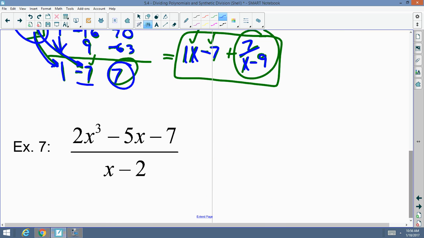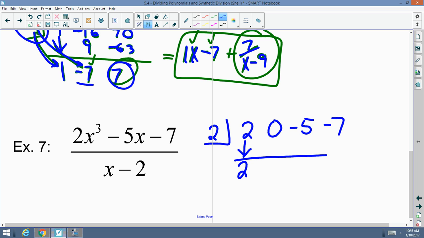So now, what's my root? Now, give me my coefficients in order. 2, 0. Do you have an x squared anywhere? You got to put the 0 for the x squared. Then -5 for the power of 1, and then -7 for my constant. Drop the 2 immediately. Now what's 2 times 2? 0 plus 4? 2 times 4? -5 plus 8? Positive 3. 2 times 3? -7 plus 6?